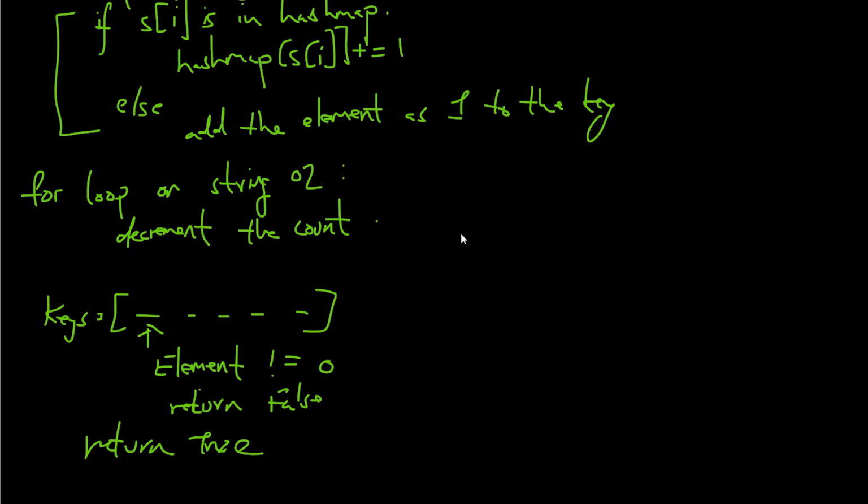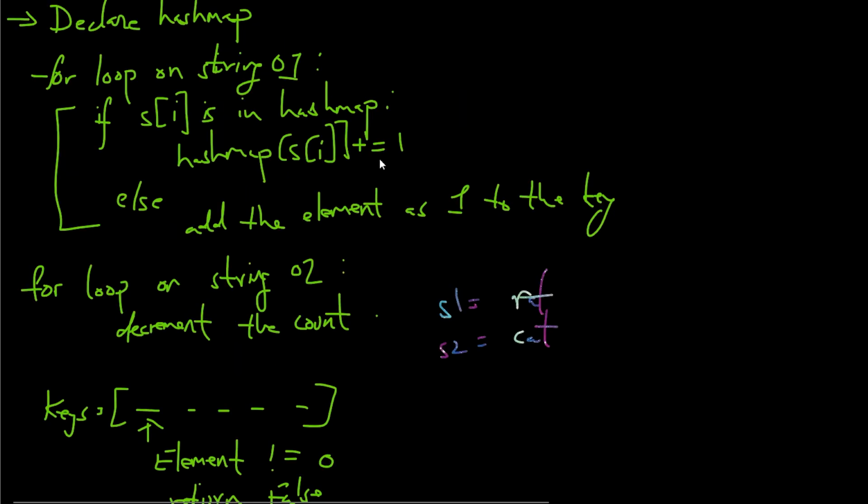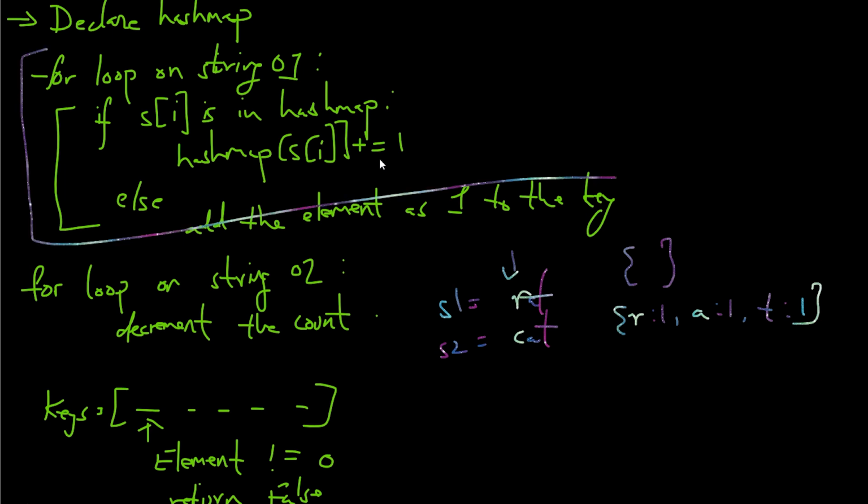Now let us take an example for this. Let us take rat as string 1 and string 2 as cat. So these are not valid anagrams because R and C are different. First you start by making an empty hash map. In that, you go with R and check, is R in the hash map? No. So you say R colon 1, then A colon 1, then T colon 1. So this first for loop process is done.